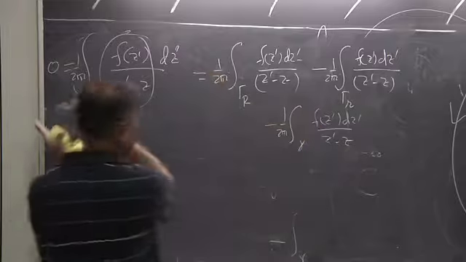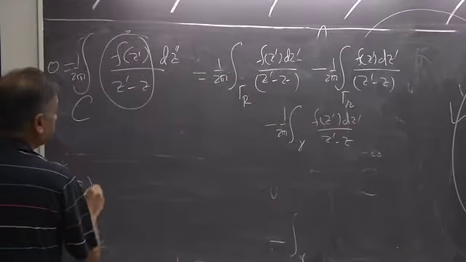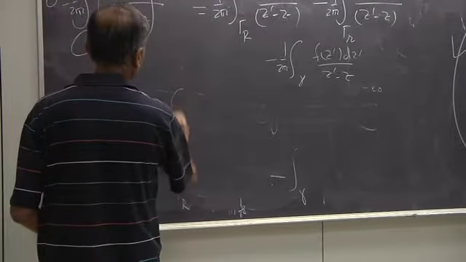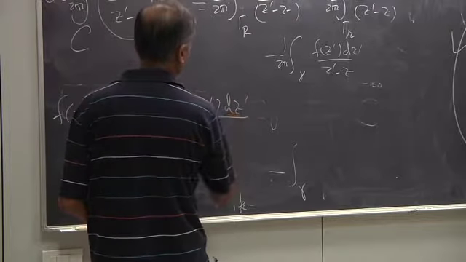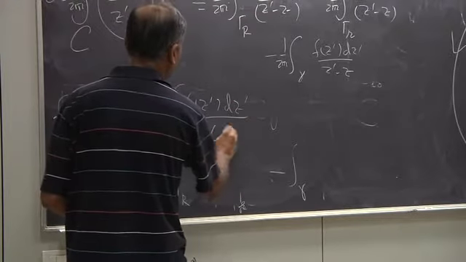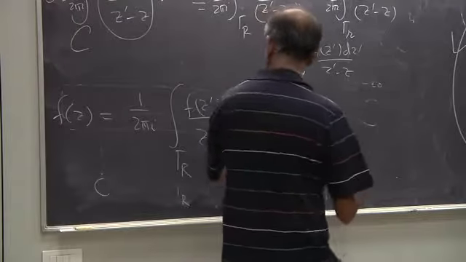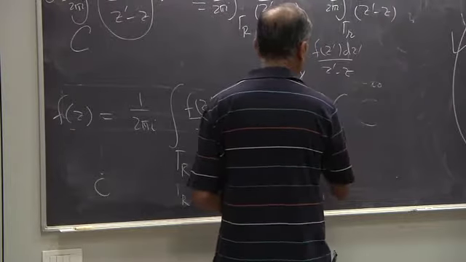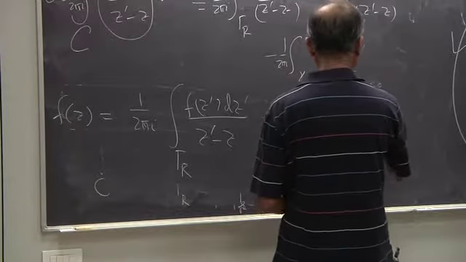So now let me take it to the other side. We find f of z is equal to 1 over 2 pi i times the integral of f of z prime dz prime over z prime minus z over capital gamma R, and minus 1 over 2 pi i times the integral over gamma small r, the inner circle, of f of z prime.